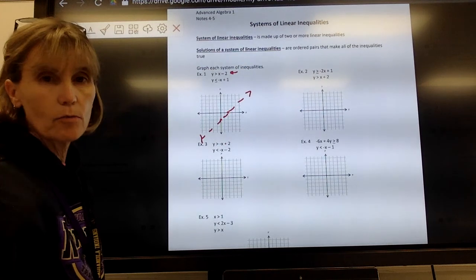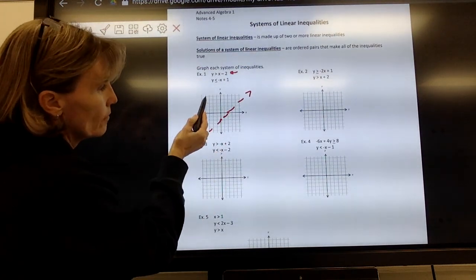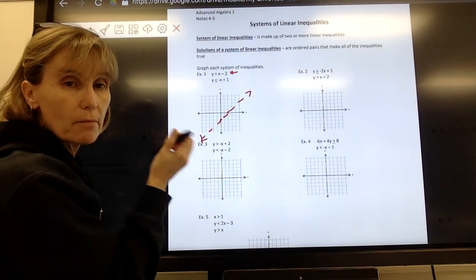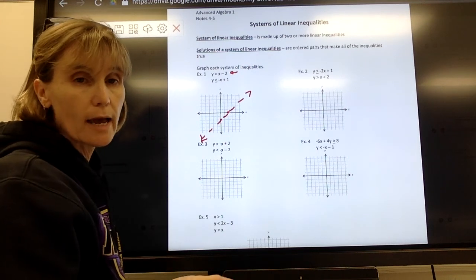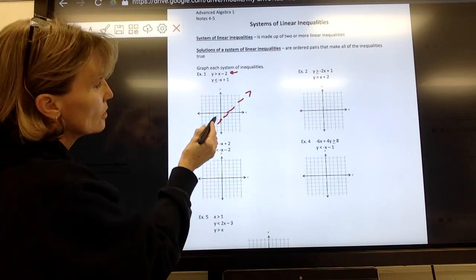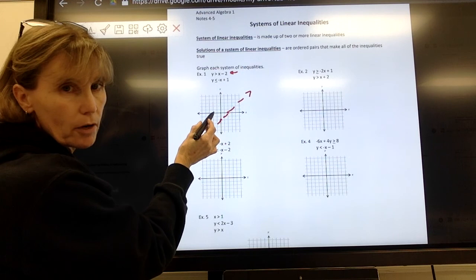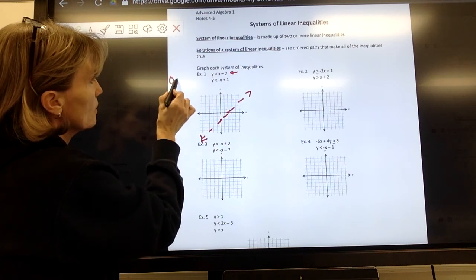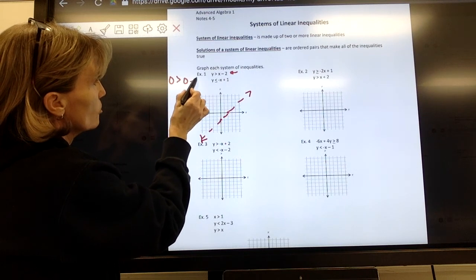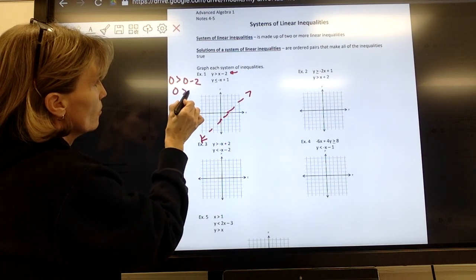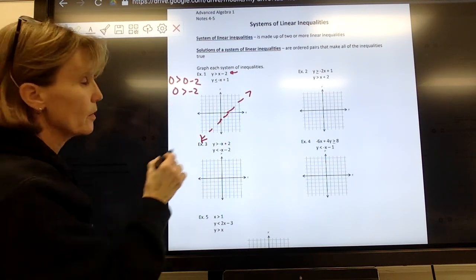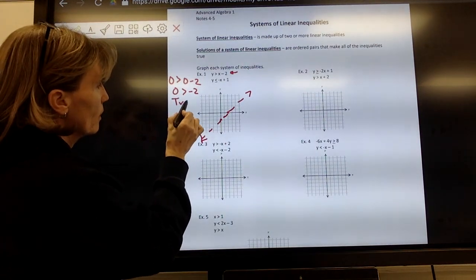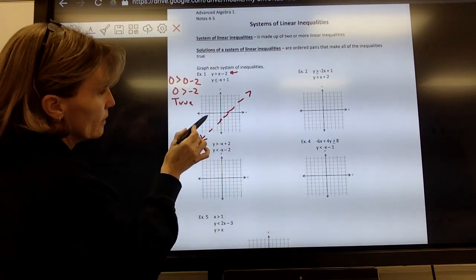Now, I need to decide which direction I'm going to shade, on the top of that or the bottom of that. I don't want to shade yet, but I want to decide where I'm going to shade. So you can see that 0, 0 is not part of that broken line, so I can plug the point 0, 0 into that inequality. It would say 0 is greater than 0 minus 2. 0 is greater than -2. Well, because that's a true statement, I want to shade the side that has 0, 0.